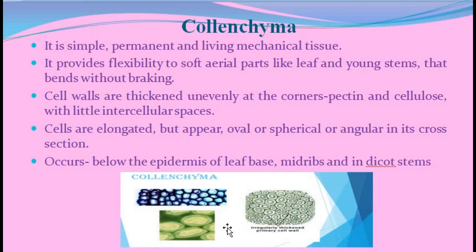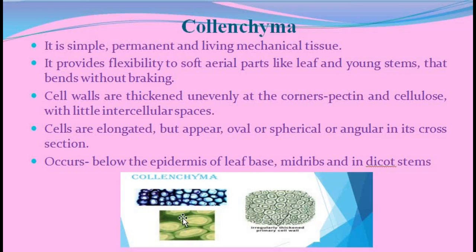Then come to the second simple tissue, that is collenchyma. Collenchyma is a simple, permanent and living mechanical tissue. It provides flexibility to softer aerial parts like leaf and young stem that bend without breaking. Cell walls are thickened unevenly.